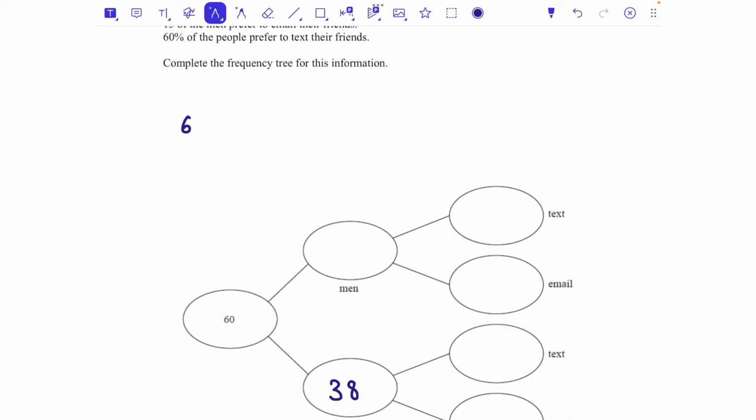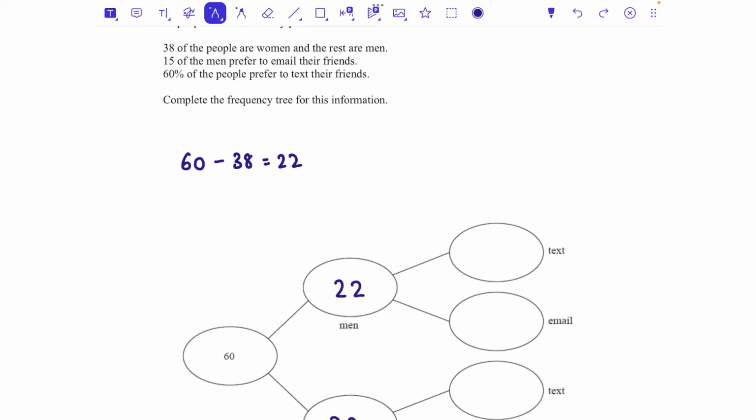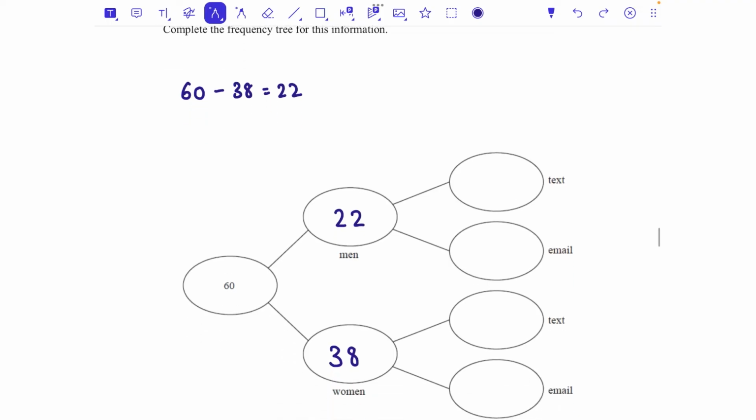So 60 take away 38 is 22. So there must be 22 men because we need these two ovals to add to make that total of 60. 15 of the men prefer to email. So of the men, 15 prefer to email, so we're going to put that there.